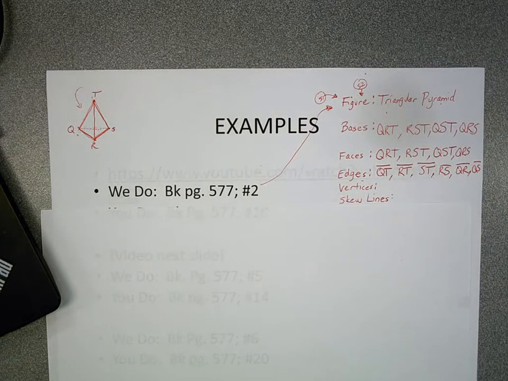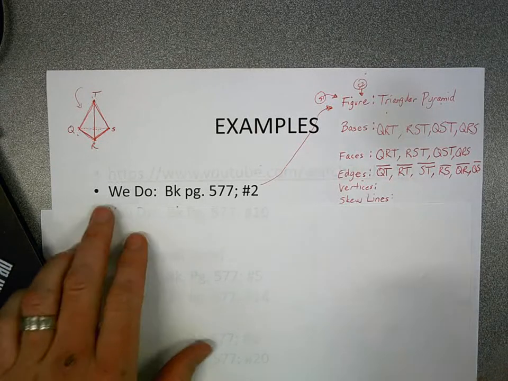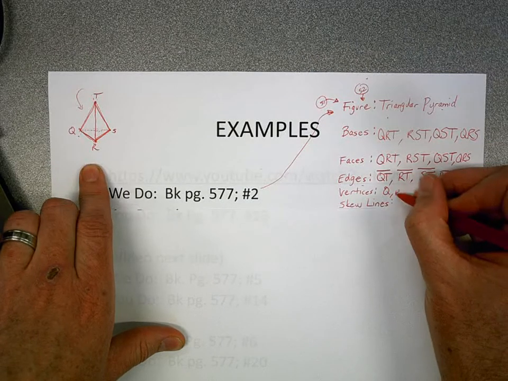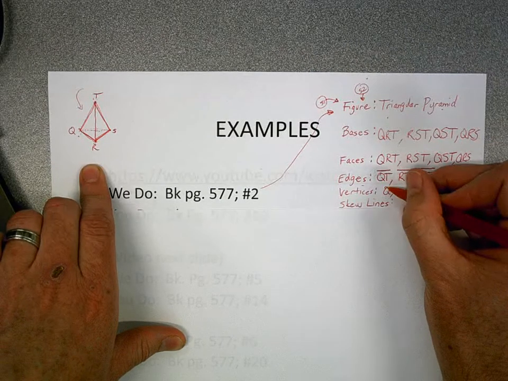Now the vertices are pretty easy because they're just the points. They're all the letters. So Q, R, S, and T. Those are all our vertices.